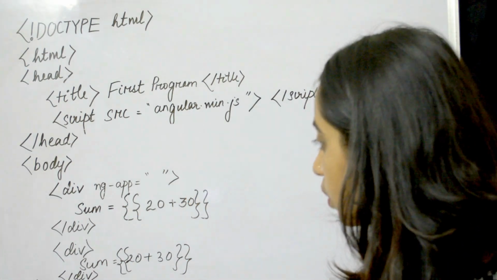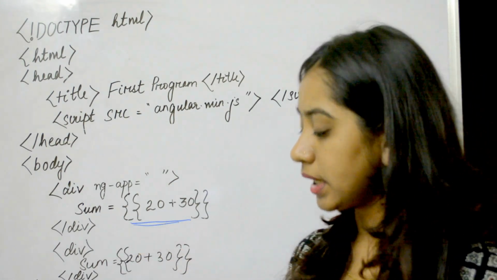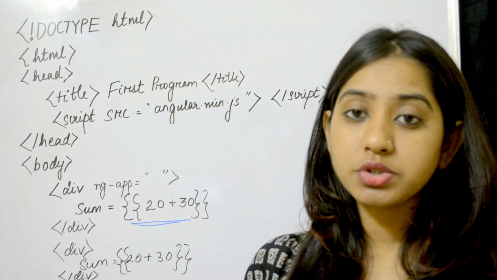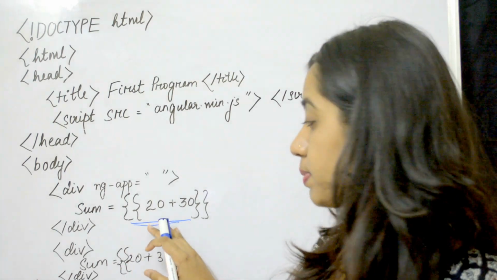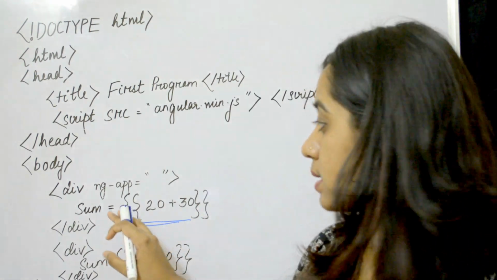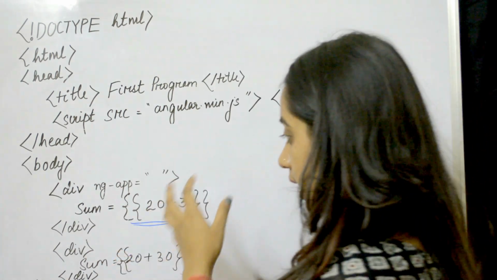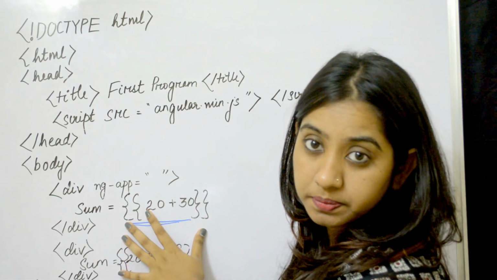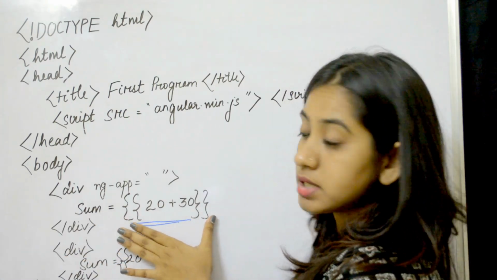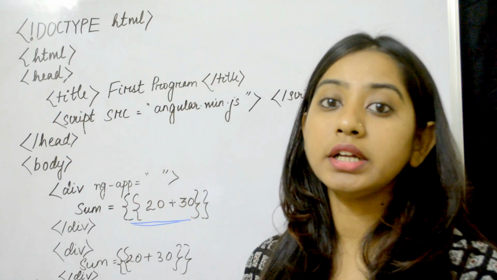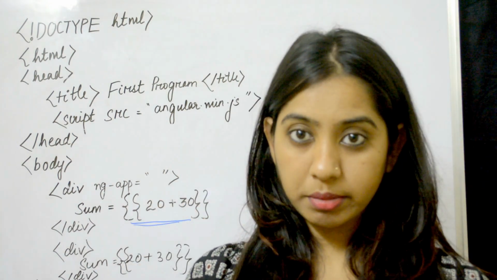You can see one more new thing here, that is something written inside curly braces. Anything in AngularJS which is written inside curly braces is considered an expression. What are expressions? It is simple text that is evaluated and the result is printed exactly where we have placed the expression. The same thing, sum equals double curly braces 20 plus 30, can also be written in one more way, using the ng-bind directive. We'll learn about it in our coming videos.